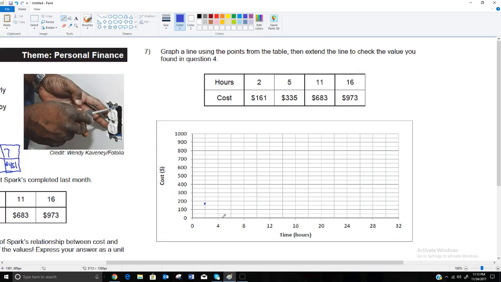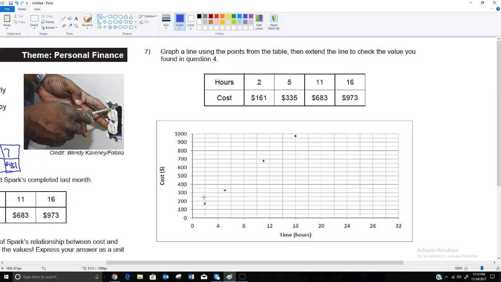5, this is 4, 6, 8, so 5 would be here, and 335 would be not to 350, so right about there. 11 would be 683, which would be right about here. And 16 is 973, so it's almost to 1,000. And I don't know why they put these on here, because we run out of the table at the top before we get there. So let's connect that with a line.